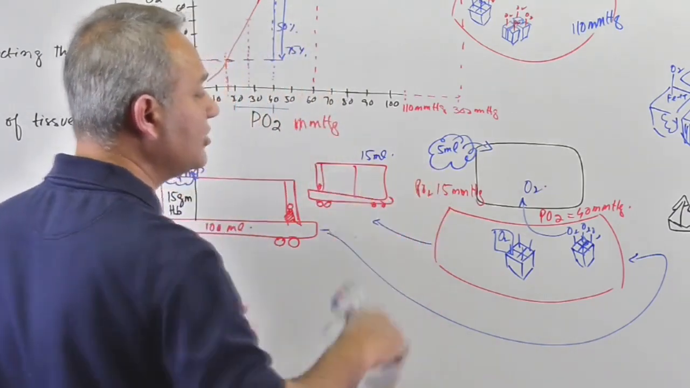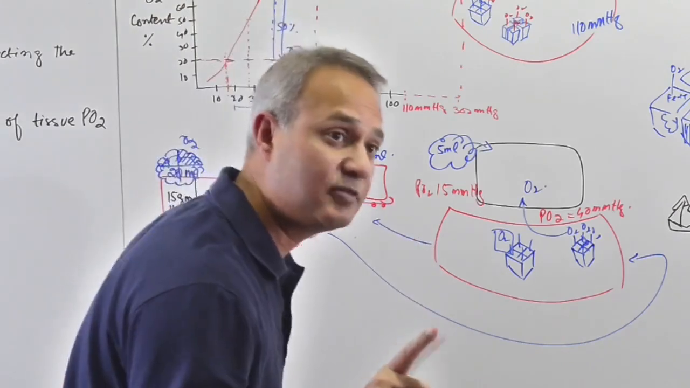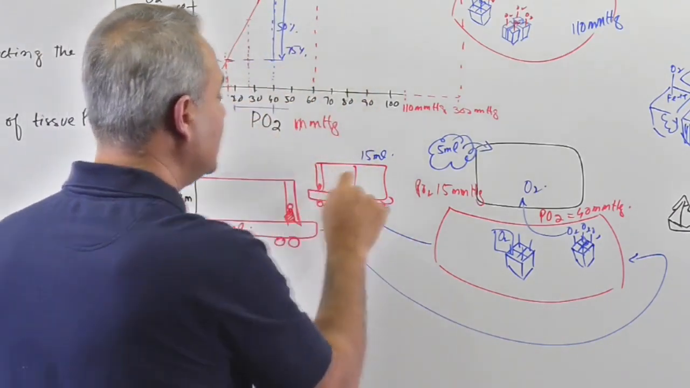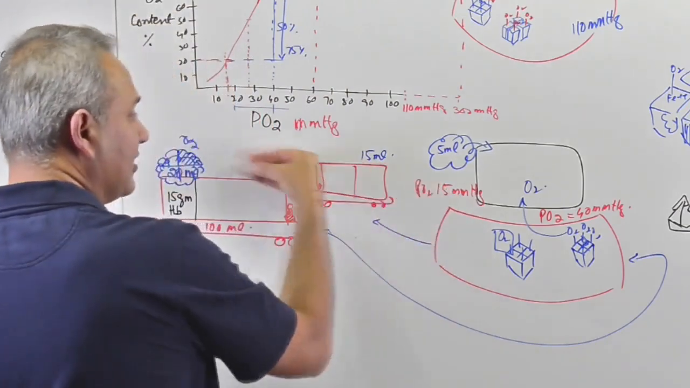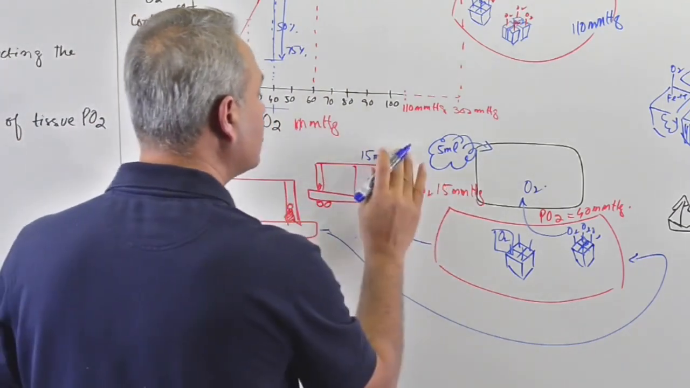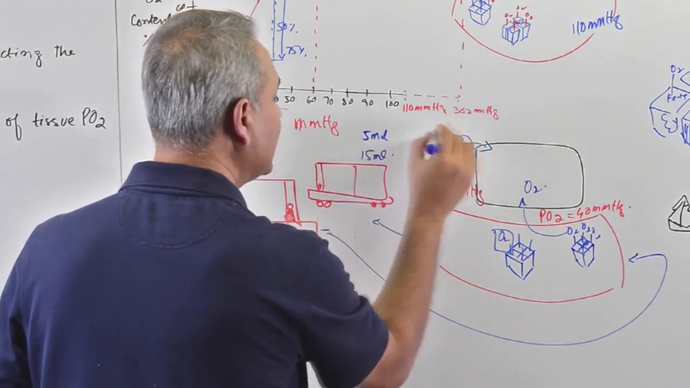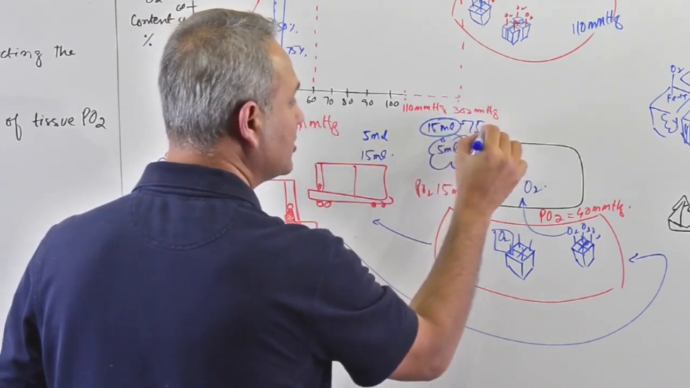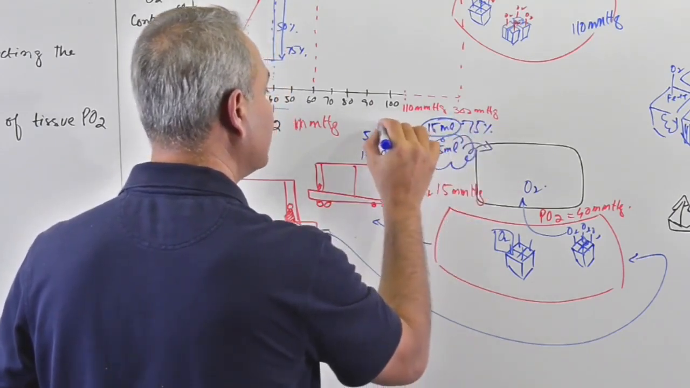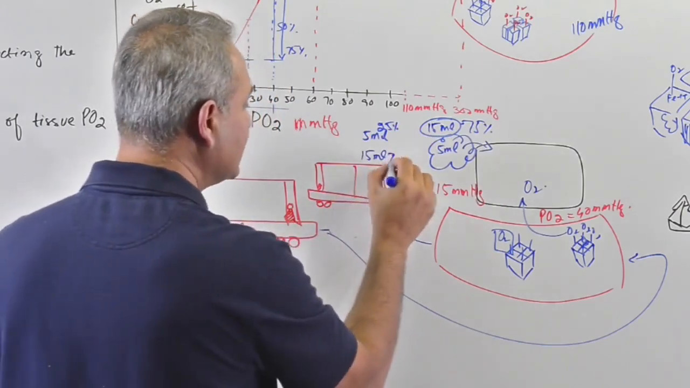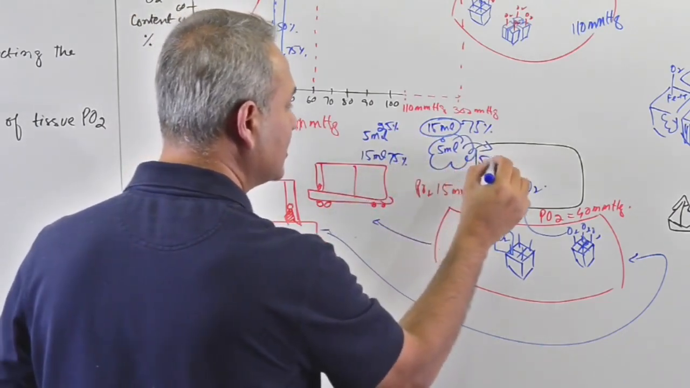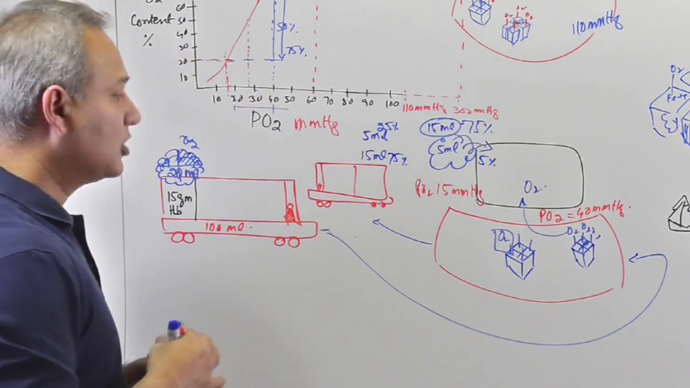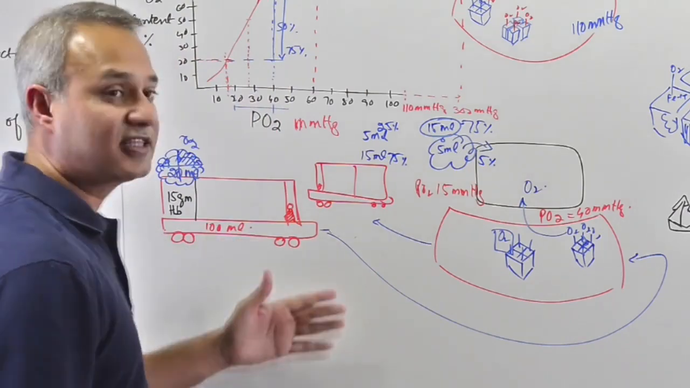This 5 ml can reach up to 15 ml. What does that mean? That means at this area, instead of the bus taking 15 ml back, it would take only 5 ml back, and it would have given 15 ml to the tissues. So 75% to the tissues, 25% back. Normally 75% back and 25% to the tissues. That is really important, because how do you do the math?